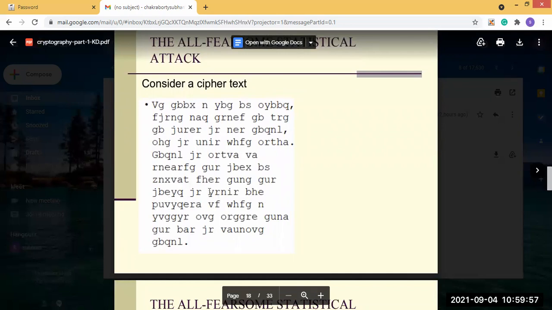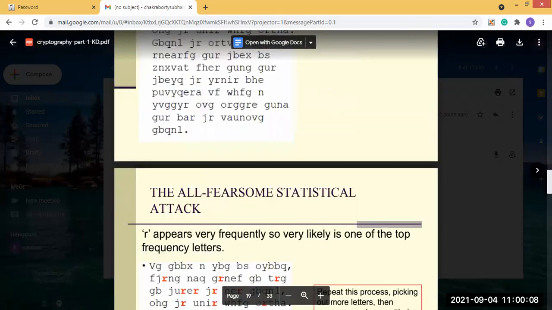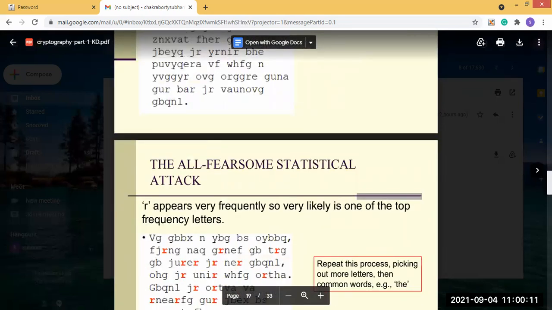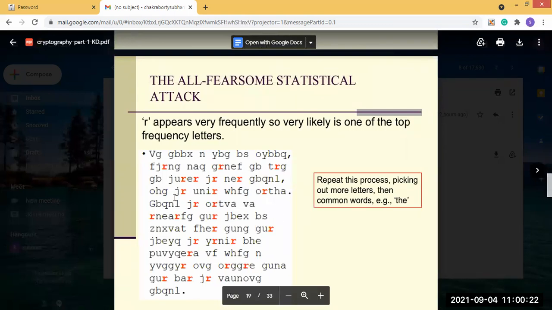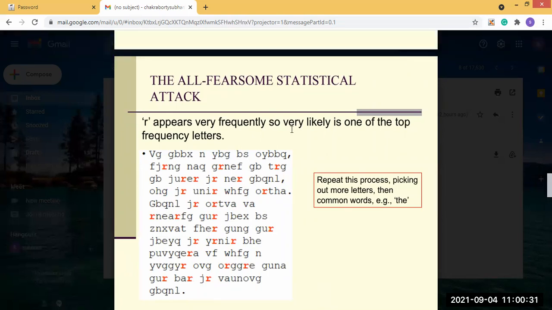Now consider a ciphertext like this. After encryption, the plain text is converted like this to the ciphertext. Now what will the attacker do? He will use the all-fearsome statistical attack. That means he will see the most counted letter. So the most counted letter is what? If you see in this, the most counted letter which came is R. R appears very frequently, so very likely it is one of the top frequency letters.